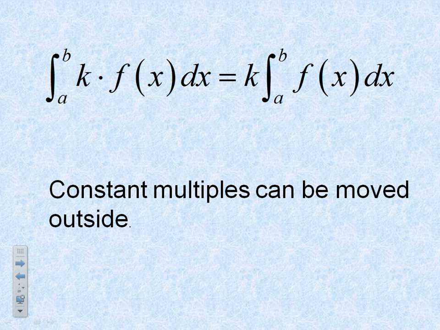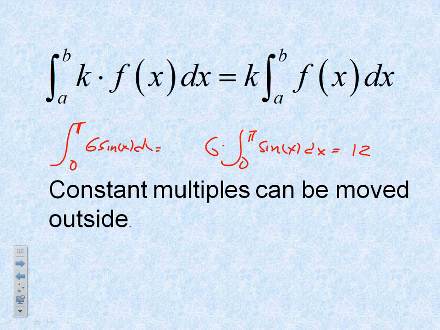So the integral from 0 to pi of 6 times the sine of x turns out to be the same as 6 times the integral from 0 to pi of the sine of x dx. And the value of this definite integral then would be the inner part is 2, the outer part is 6.